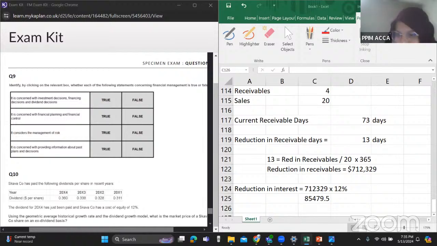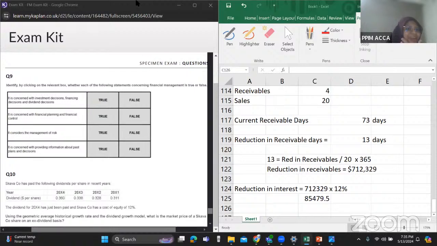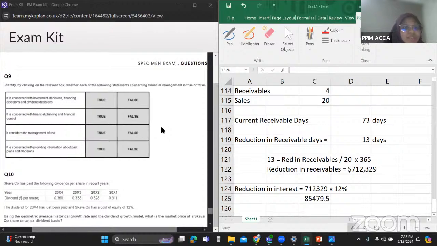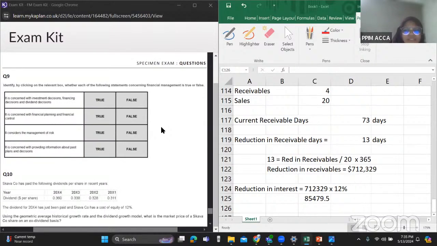Okay, hope you're back. We can try out question 9. Identify by clicking on the relevant box whether each of the following statements concerning financial management is true or false. It's an easy question. What do you think?